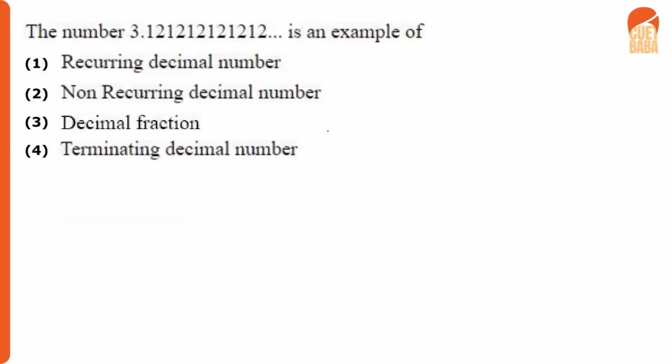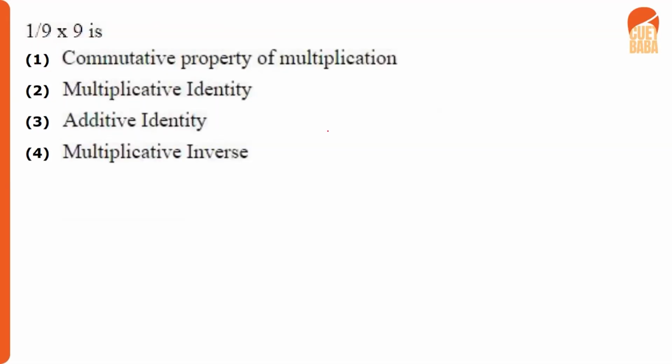The number 3.12121212 and so on is an example of a recurring decimal number. The answer is recurring decimal number. It's not a decimal fraction, and it is definitely not a terminating decimal number. So the answer is 1. 1 by 9 into 9 is commutative property, multiplicative identity, additive identity, or multiplicative inverse? The answer is multiplicative inverse.